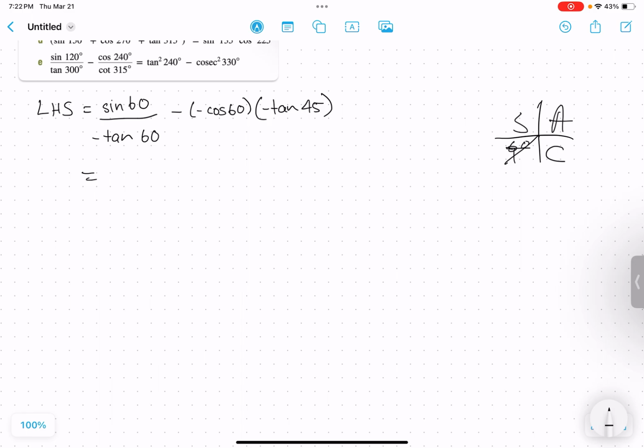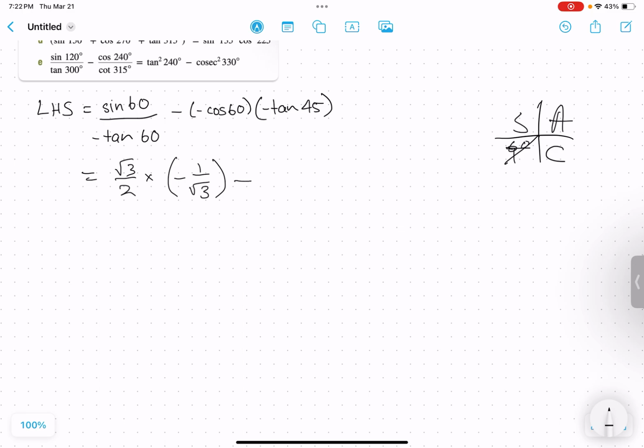All right, sine 60 is root 3 on 2. And then I'm multiplying by the reciprocal. So think about it. I'm doing the opposite now. It's cot. So it's a reciprocal of tan 60. Tan 60 is root 3. So this is going to be 1 on root 3. Hope that's okay. Minus, minus.